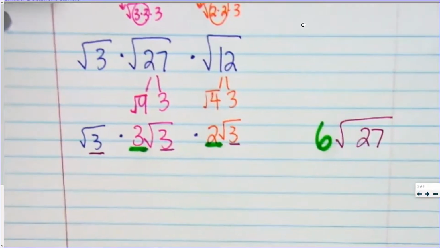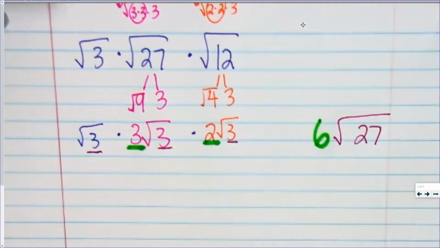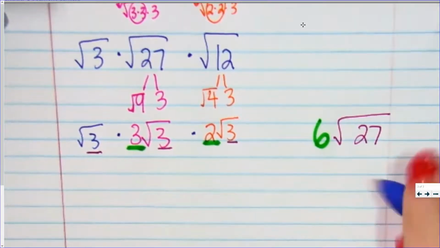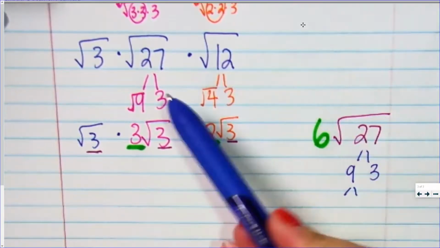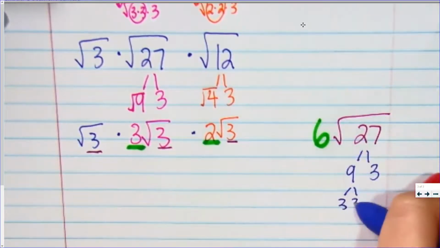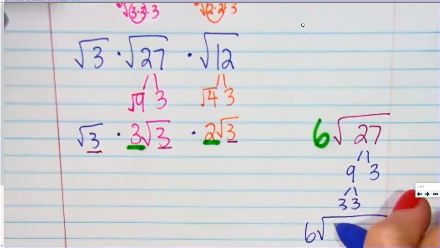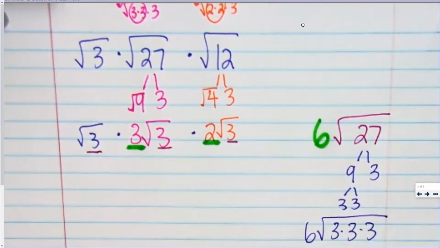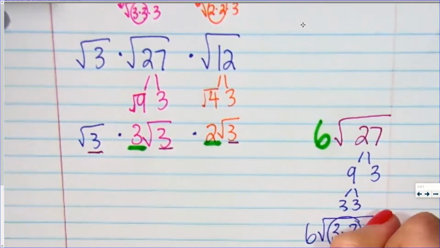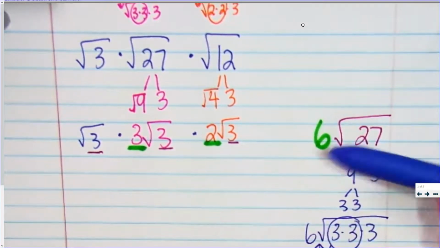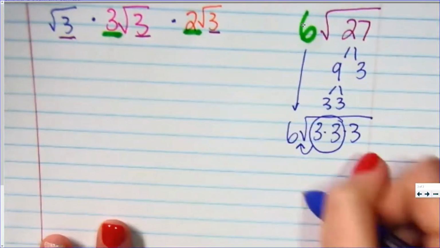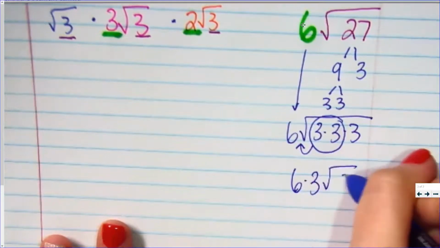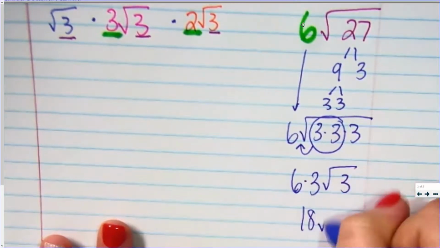So then I can now simplify this. Always ask yourself, can this be simplified? And it can. 9 times 3, because we just did this, right? 3 times 3 times 3. Don't forget that these 3's move out. And I brought down my coefficient right here. Okay, so don't forget about that. So that's going to be 6 times 3 square root 3. 6 times 3 is 18 square root 3.